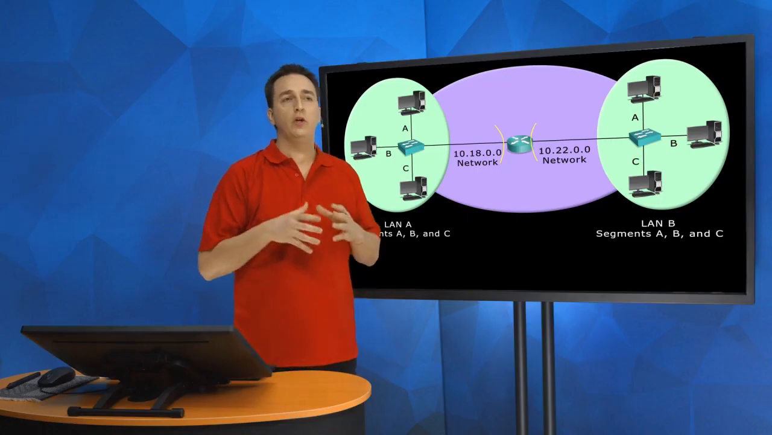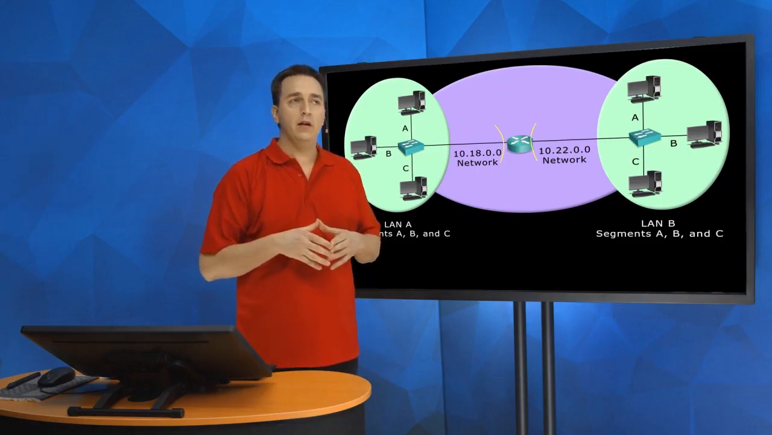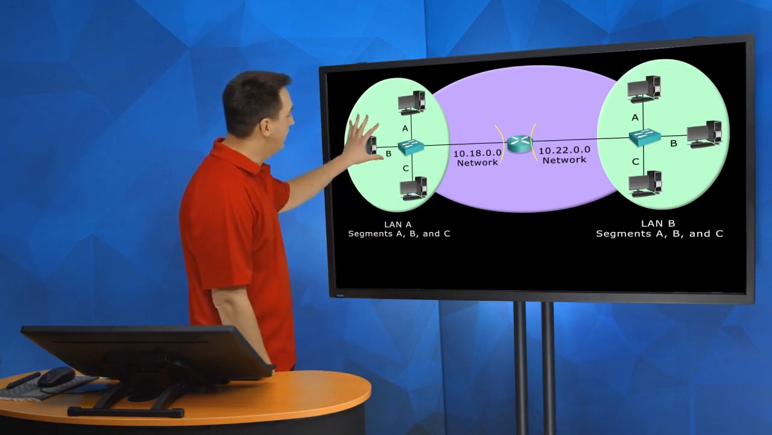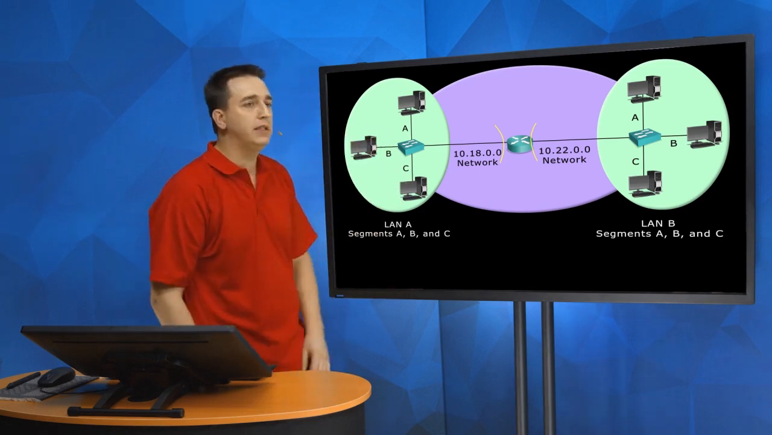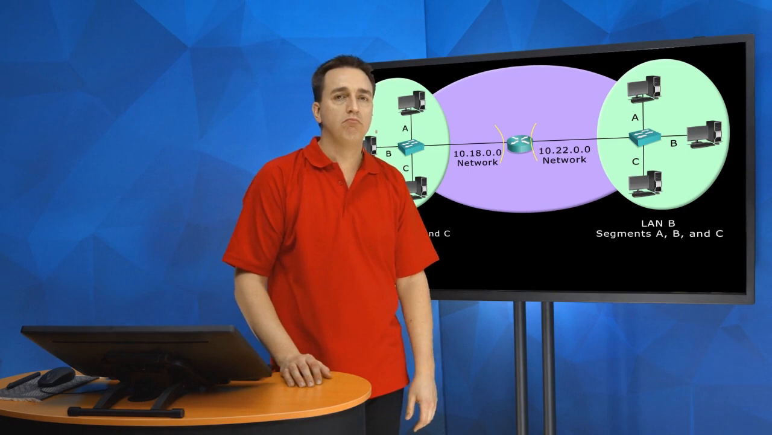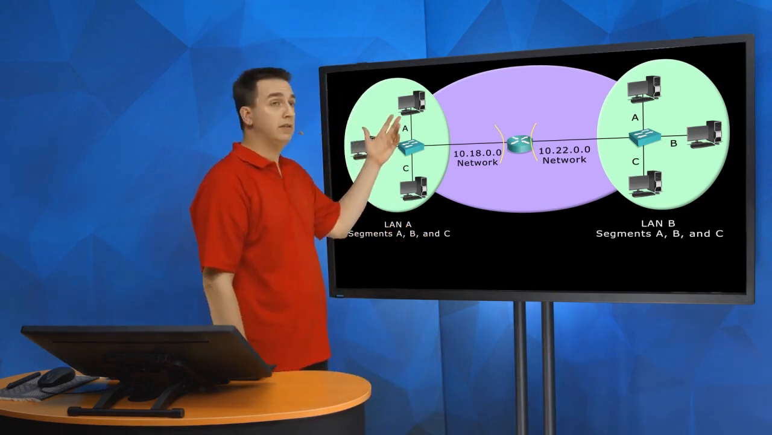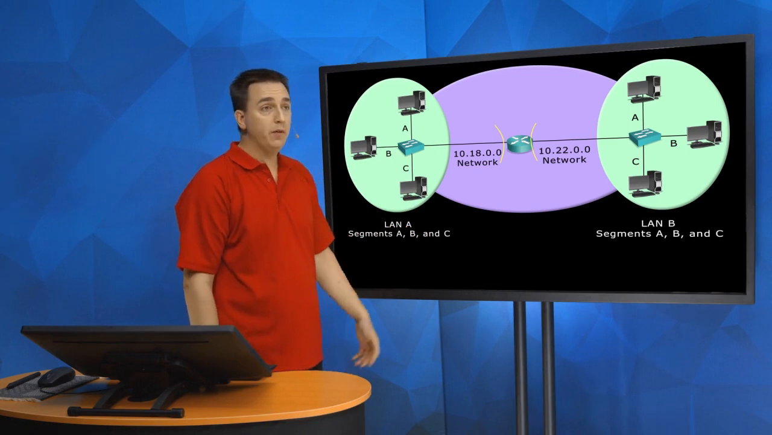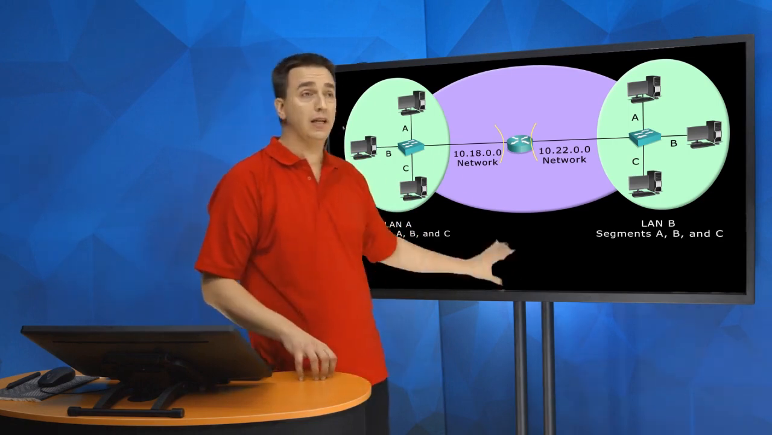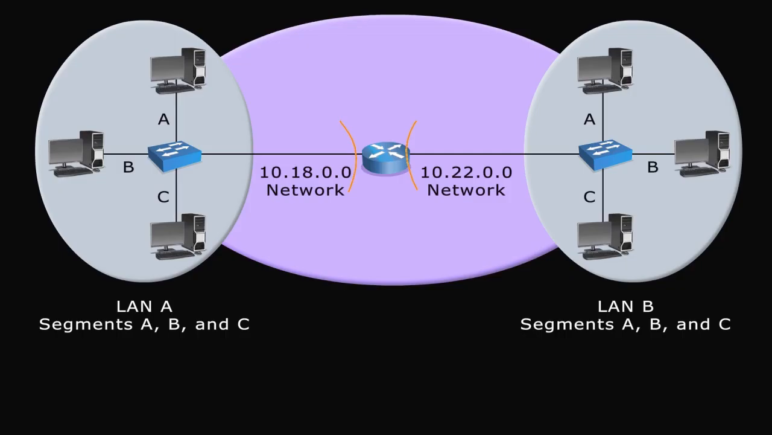So what's going to occur here when PCA in LAN A wants to talk to PCC in LAN A? Nothing special. Just the fact that it needs the MAC address of itself as the source, the MAC address of PCC as the destination, and then the frame goes from here to here. It's pretty simple. So when does the router get involved? The router gets involved when we want to communicate from one local area network to another local area network.